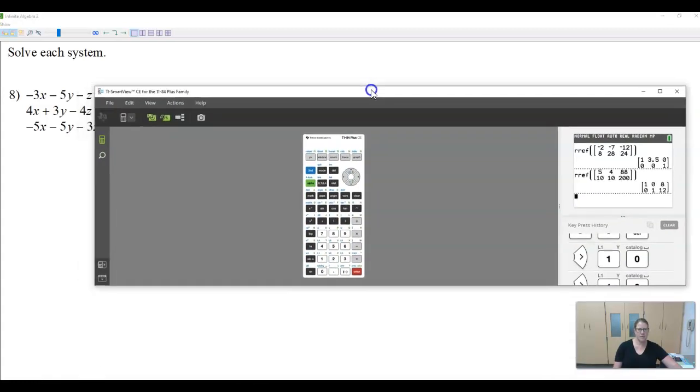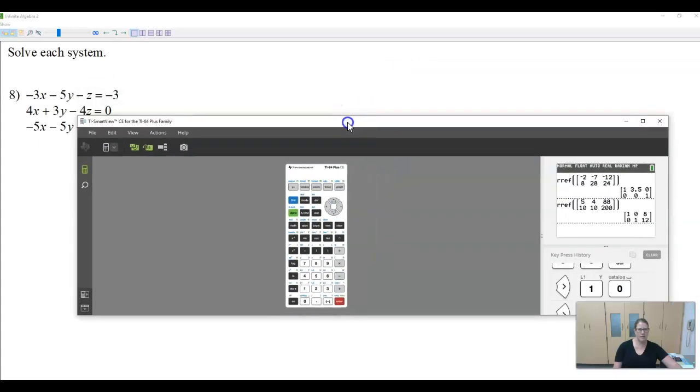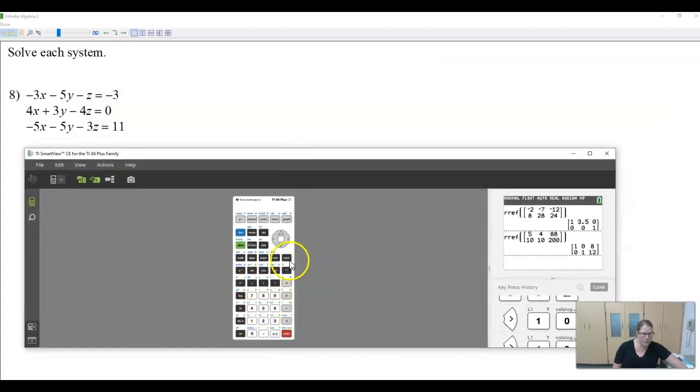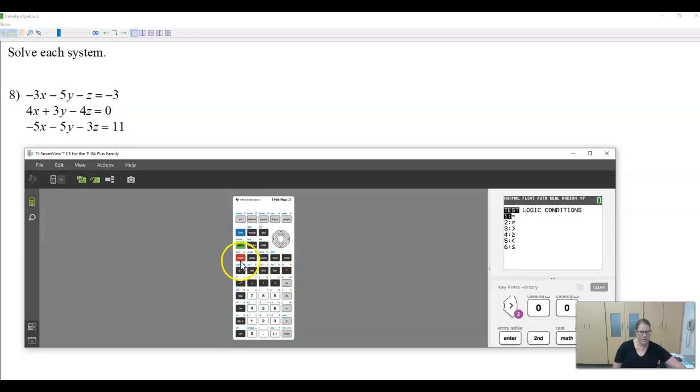And since it looks like we're okay, let's go ahead and we will enter this in. So I'm going to hit second, and then I'm going to hit matrix. I'm going to go over to the math category inside matrix. I'm going to go down, and I'm going to highlight our rref. If you could just hit B, that would give it to you.